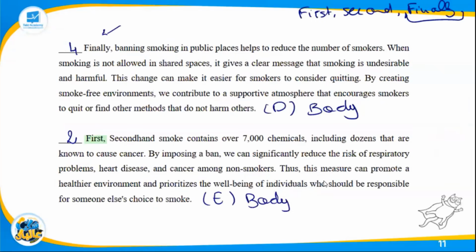Now I'm going to start my first argument. I began with first, the linker, which is the easiest one I can use. Second-hand smoke contains over 7000 chemicals, including dozens that are known to cause cancer. I started with a fact to talk about the danger of smoking. By imposing a ban, we can significantly reduce the risk of respiratory problems, heart diseases and cancer among non-smokers.